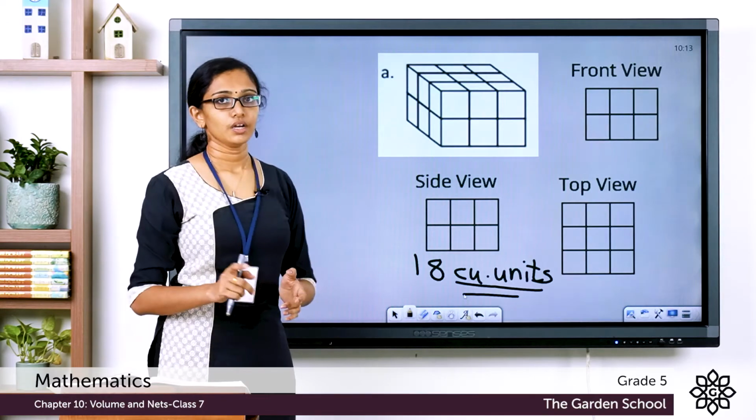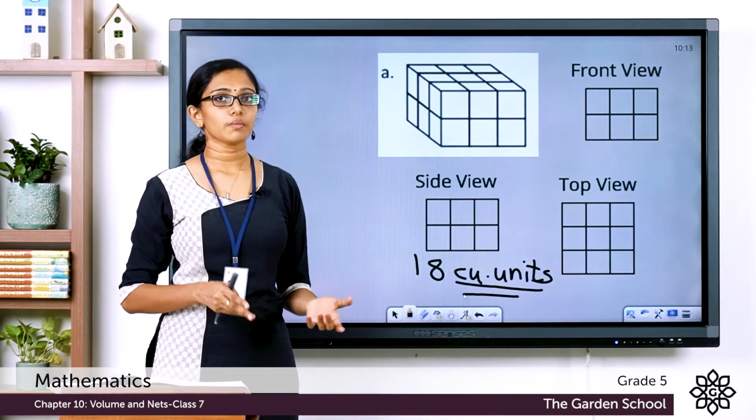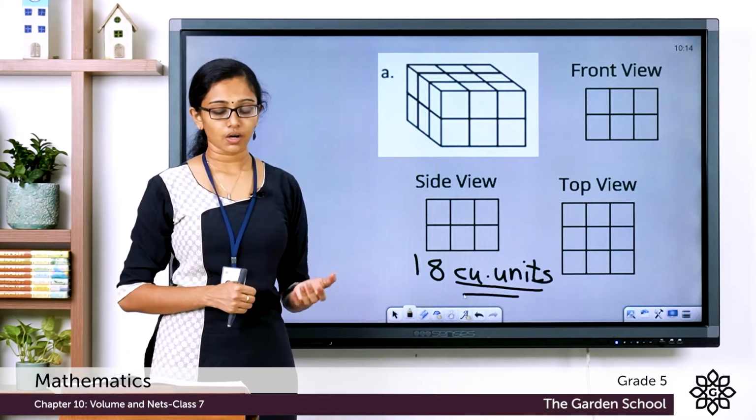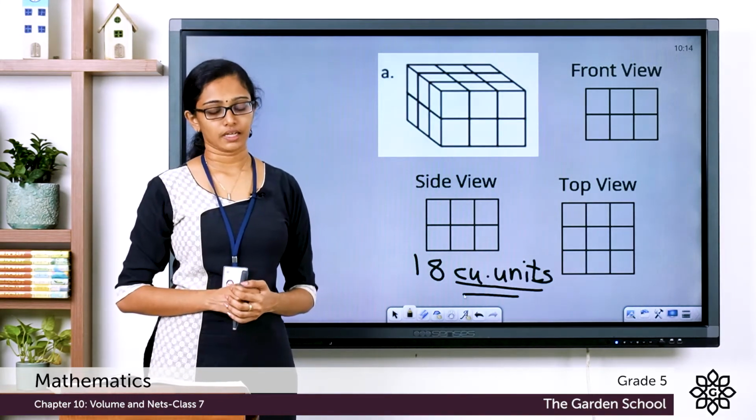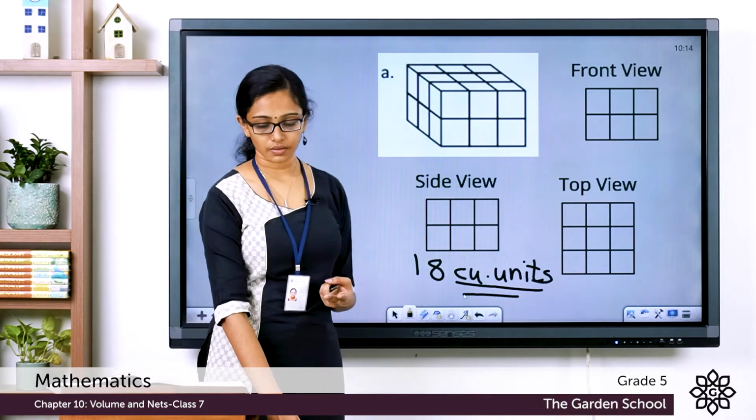Similarly, you have to find out the volume of the other figures given here, and also draw the front, side and top views of the figures given here. Now, we'll move on to the second question.